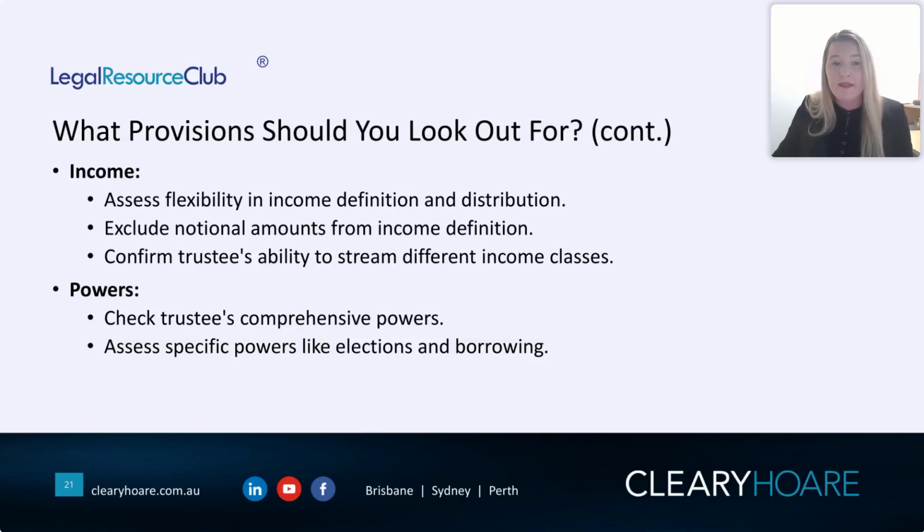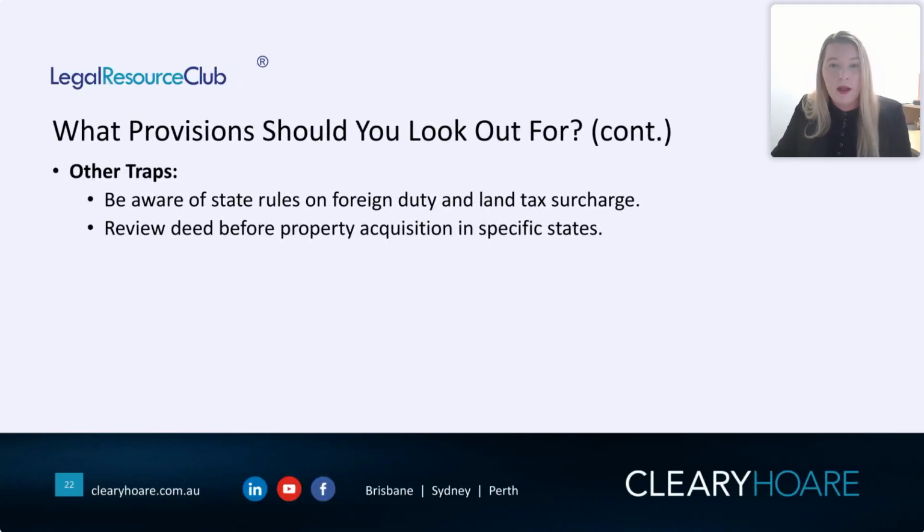In terms of the powers, the trustee should be given comprehensive powers to make sure that they can best manage the trust assets for the benefit of the beneficiaries. And lastly, a couple of other traps. For example, if we do have a discretionary trust owning residential property, we want to make sure that we are excluding foreign beneficiaries so that the trustee doesn't get hit with the land tax surcharge. So they're just a few of the key provisions that we need to make sure we're looking out for when setting up a trust deed or reviewing one that a client may have brought in.